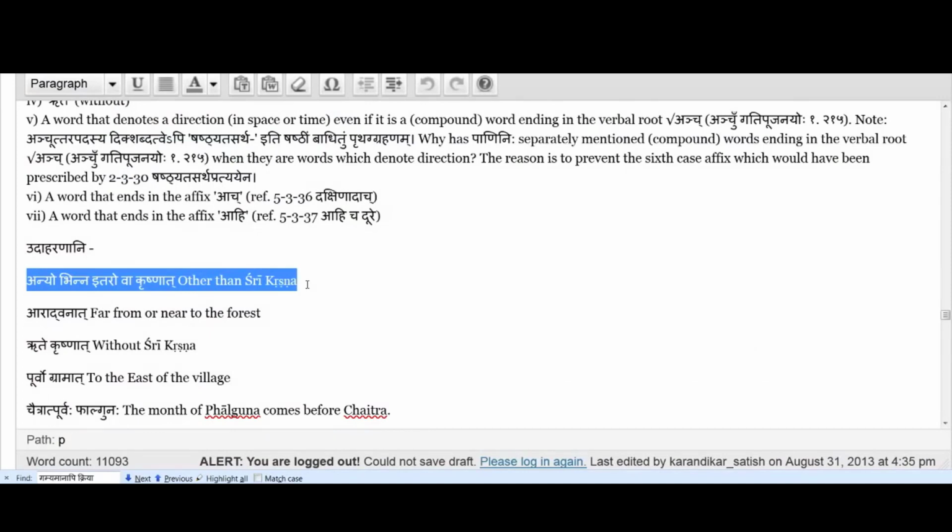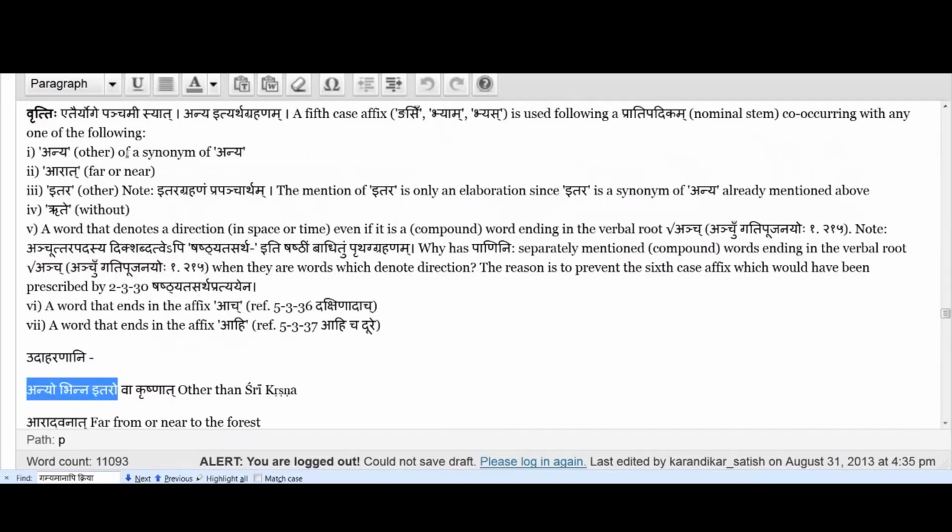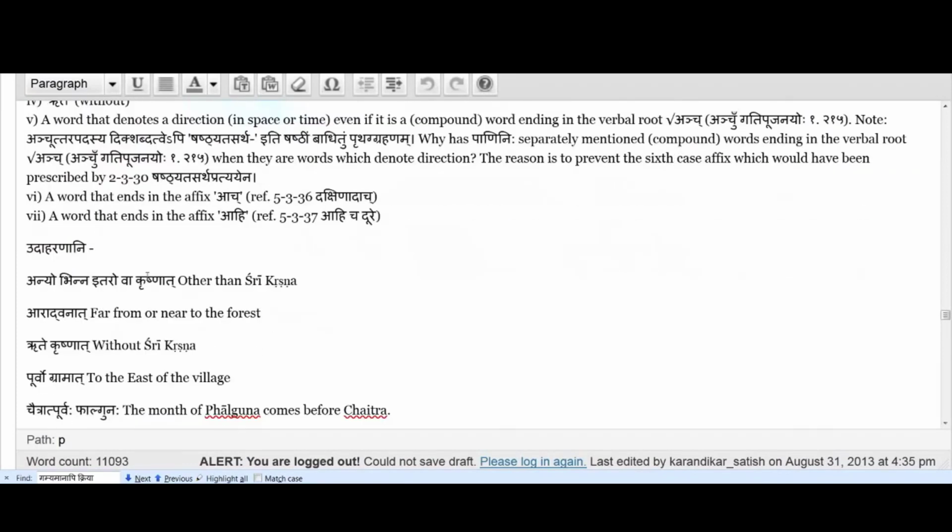Anyo bhinna itaro va Krishnat. Other than Shri Krishna. So here we have the word anyaha or the word bhinnaha, the same meaning as anyaha. Itaraha, also same meaning. So in conjunction with these, a fifth case affix is prescribed following the pratipadikam Krishna. So it means other than Shri Krishna.